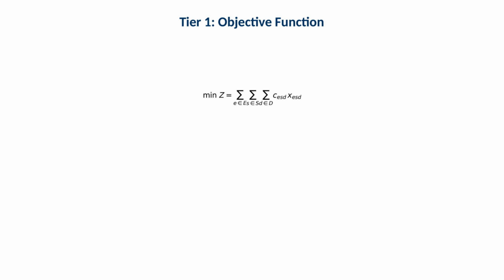The objective function minimizes total assignment cost. It adds up the cost of every employee shift day assignment that the schedule chooses. Operationally, this objective forces discipline. It prevents overstaffing when demand does not require it, and it makes trade-offs explicit.